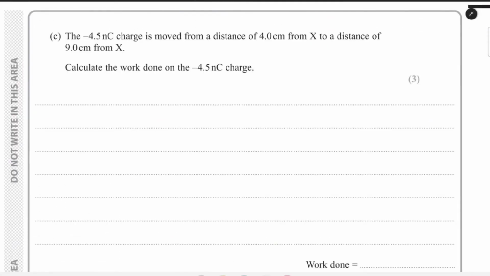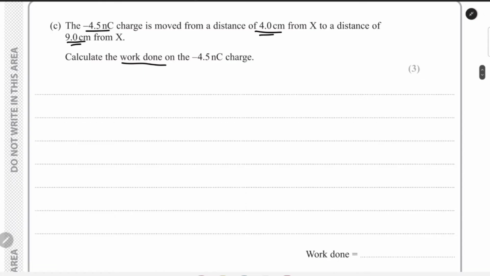Now for part C, we have to find the work done when moving this 4.5 nanocoulomb charge from a distance of 4 centimeters from X to 9 centimeters from X. So this was particle X, a positively charged particle, and the other particle was negatively charged, and it was 4 centimeters from X. Now it's moved away from X to 9 centimeters. So work was done against the electric field. We have to find that work done.